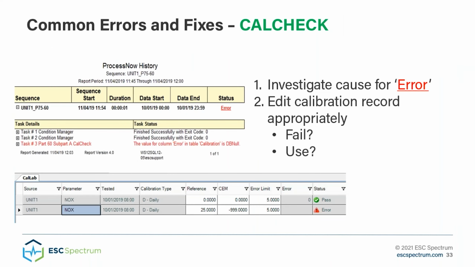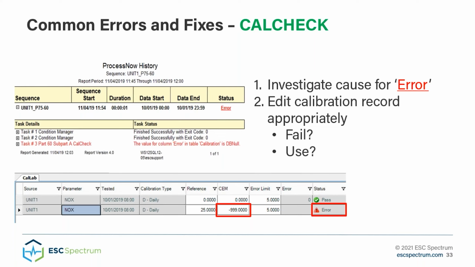So this is kind of what you would see in your ProcessNow history report. We can see it failed on the task number 3, part 60, subpart A. And this could be any task number. It's not specifically going to be number 3. That is all dependent on your ProcessNow sequence.